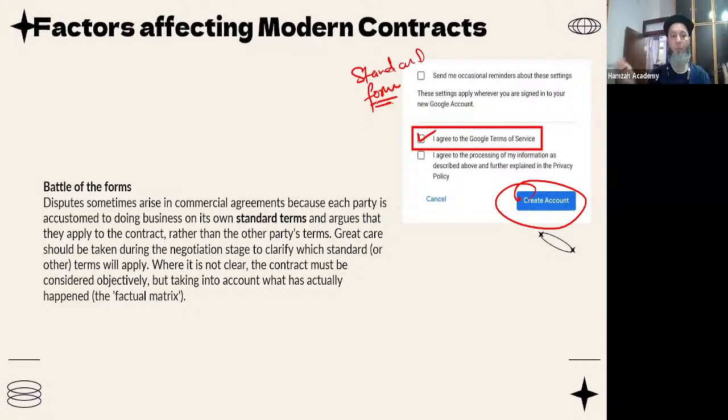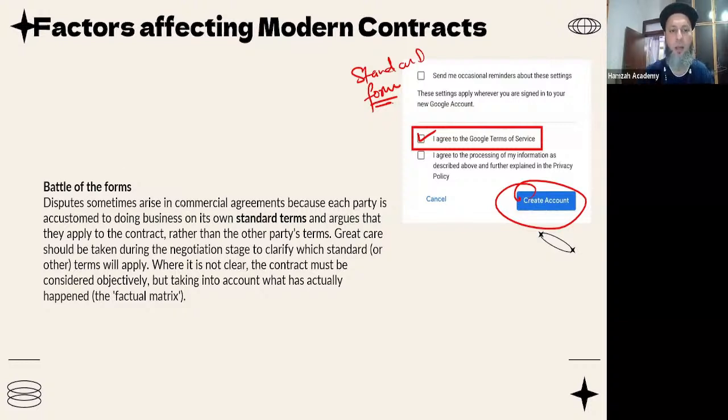But what happens when both parties that are entering into a commercial agreement both have their standard form? For example, firm A and firm B, business A and business B, company A and company B. They both have their standard contracts and both want to enter into the contract based on their standard form. Then a problem arises. Then you will have to go into negotiation and things like that. We don't talk much about it in the course, but you need to understand that it can create a problem.